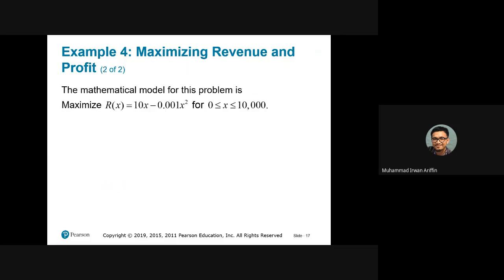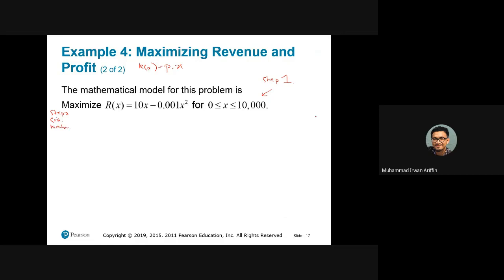Now the mathematical model. So this would be for step number 1. Step 1, we want to maximize the revenue function, and this is the revenue function which we got from when we did the P multiplied with X before. Then step number 2, we need to find the critical numbers of the function. So how do we find the critical numbers of the function? We simply need to find the first derivative.